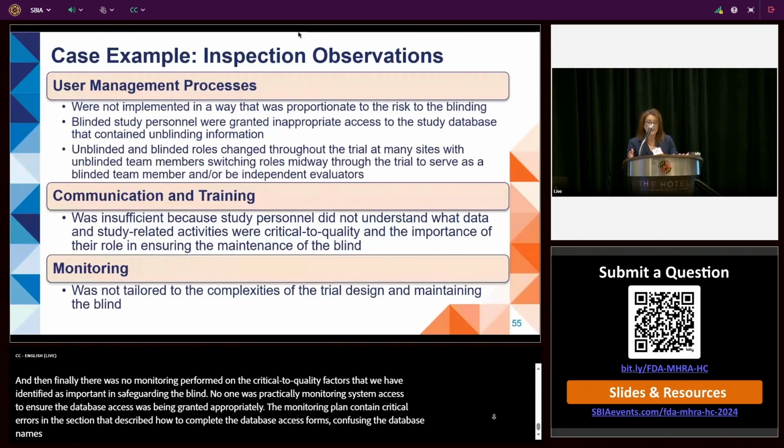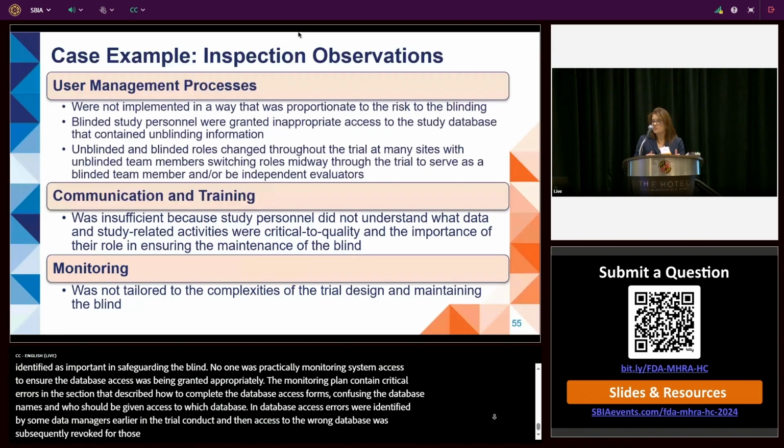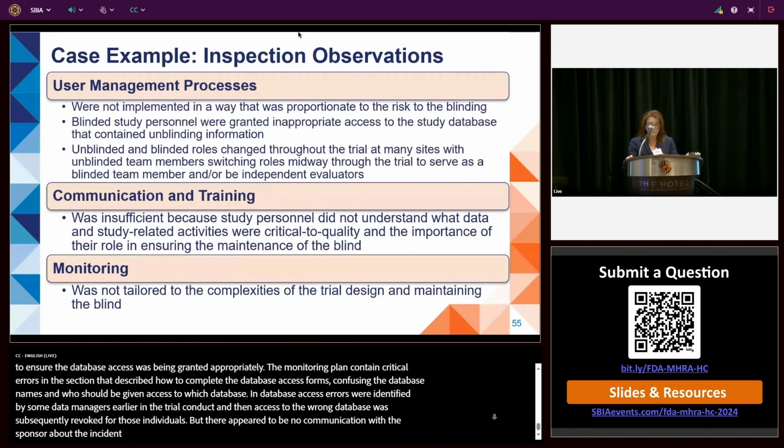And database access errors were identified by some data managers earlier in the trial conduct, and then access to the wrong database was subsequently revoked for those individuals, but there appeared to be no communication with the sponsor about the incident, and there was no formal investigation into the matter during the trial.